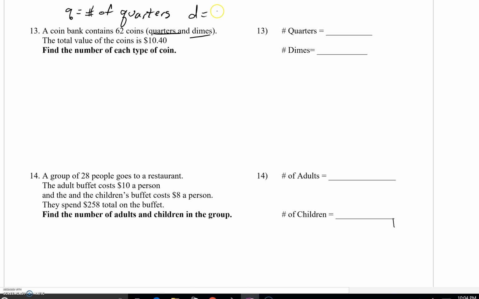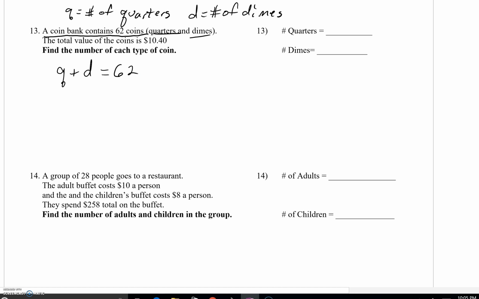And remember what we said when we first covered this lesson. We said there was always one equation that dealt with how many, a quantity of items or people. In this case, it's the first sentence. A coin bank contains 62 coins, quarters, and dimes. So we could say that we have Q plus D is equal to 62.